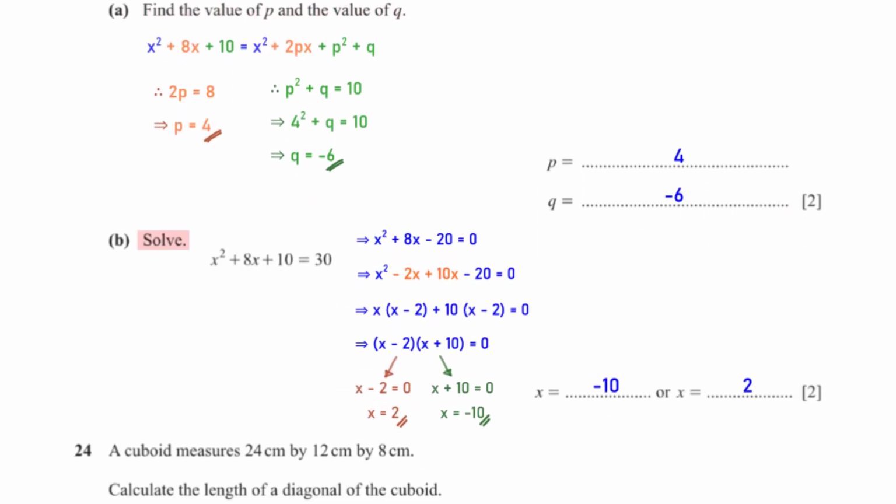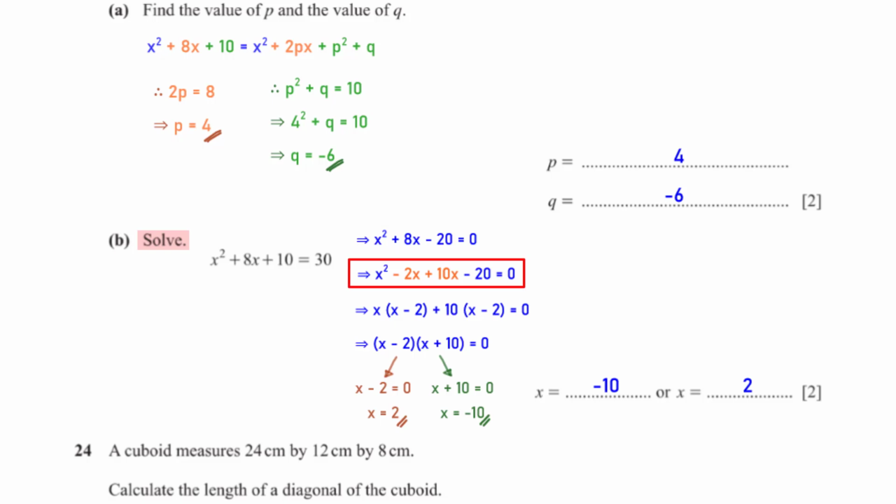Solve x squared plus 8x plus 10 equals 30. When we move all the terms to one side of the equation and group like terms, we get x squared plus 8x minus 20 equals 0. We can solve for x using the factorization method. We can rewrite 8x as -2x plus 10x.